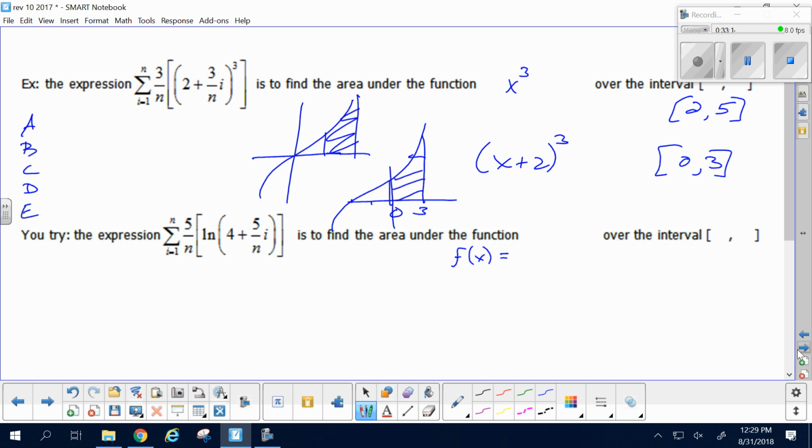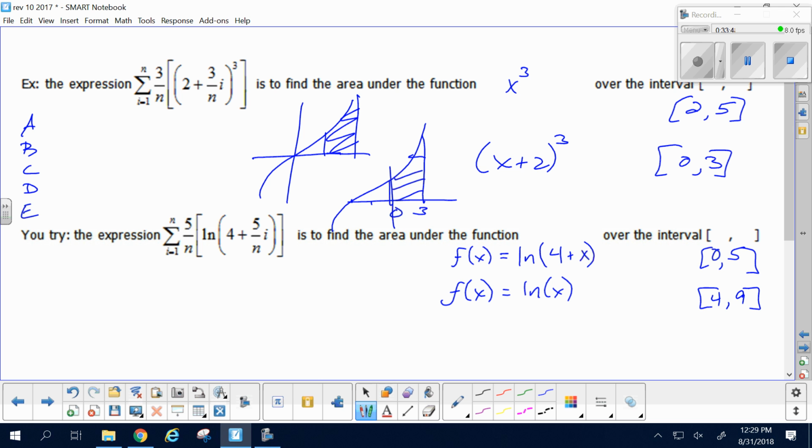Function is, what'd you say the function is? 4 plus x would be a logical one. If that's the case, then what's the region? That would be 0 to 5. What if I told you that the region was 4 to 9? Actually, shoot. Okay, 4 to 9. And what's the function? Natural log of x.